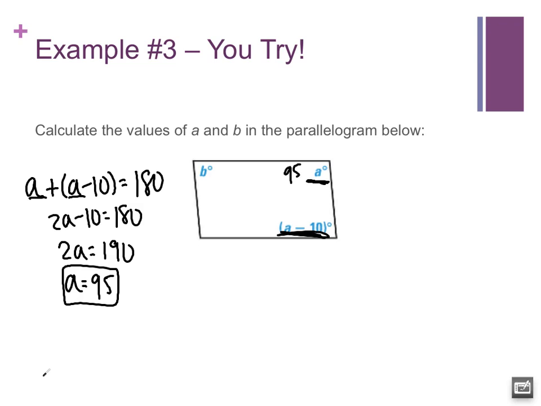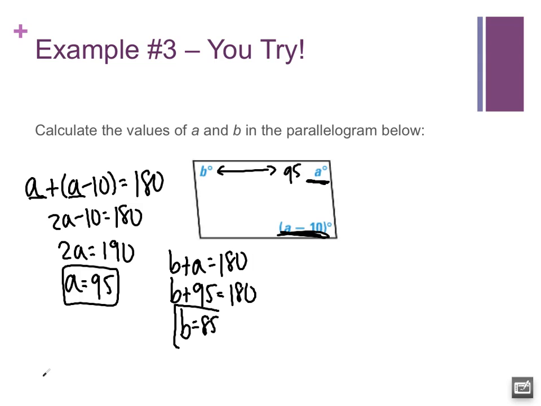Now, we know that consecutive angles are supplementary. So I have B + A is also equal to 180. But we just found out that A is equal to 95 degrees. So I'm going to substitute 95 in. If I subtract 95, I get B is equal to 85. So I know that one was a little confusing, but hopefully it went well for you, or at least we understand now how to approach the problem. We have a few more examples and a few more properties to write down.